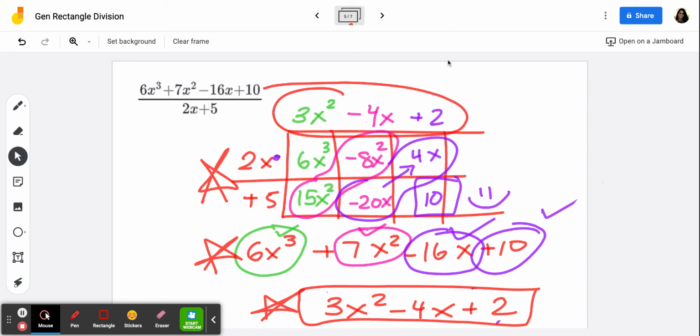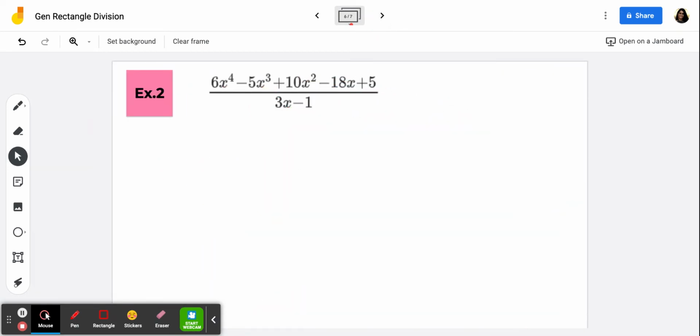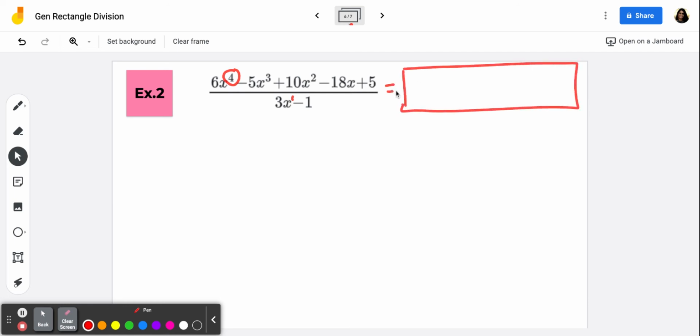Okay, so maybe you're at a 2 or a 3. Let's try another example. If you need to pause it, go ahead and pause it and write down this example. All right, so now we have a really long question. We have a quartic, because it's to the 4th power, being divided by a linear. So ask yourself, in the end, I'm going to get an answer. I'm going to put equals there. What do you expect it to be?